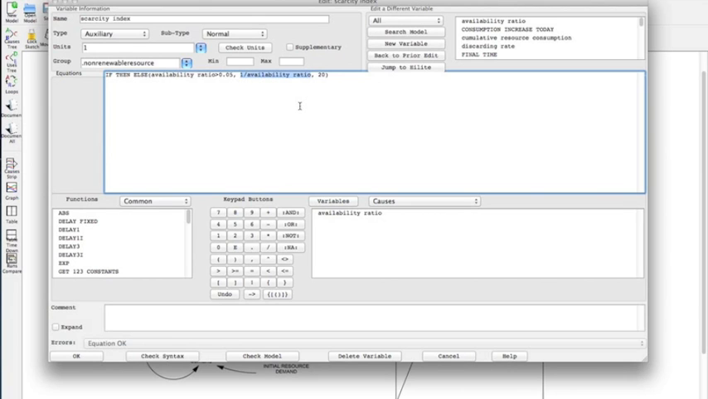So a higher scarcity index means that your availability ratio is very small, so it's the inverse. And I capped it at 20, which is the inverse of 0.05. So that's the limit, the highest possible value. This scarcity index is between 1 and 20.